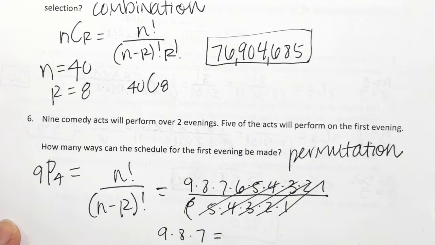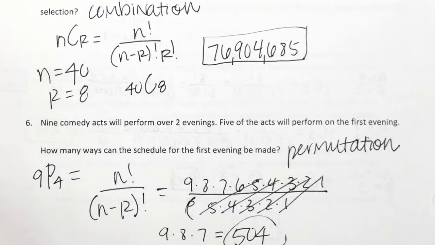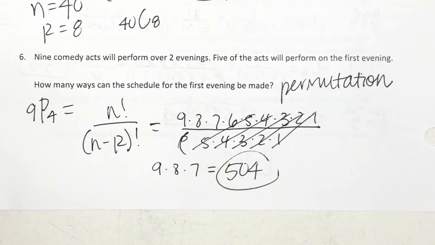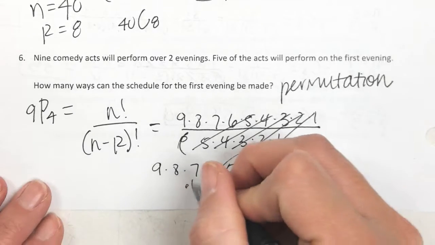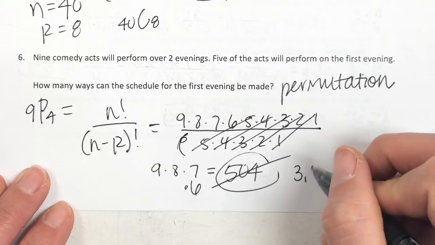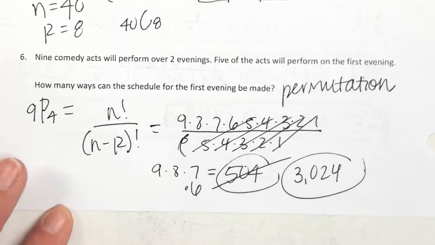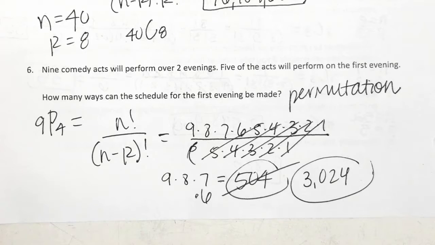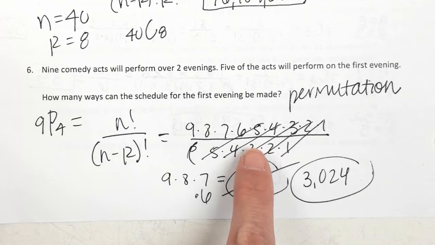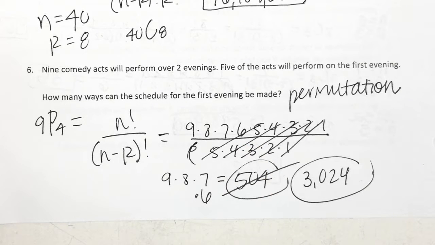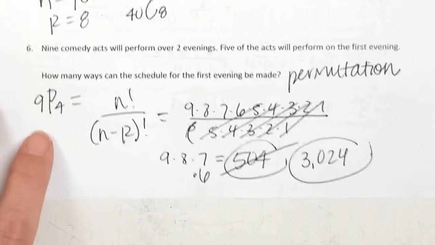I got 504. Let me check. Yes. Oops. We forgot the 6. Yeah, so I was right. So what is it? 3,024. Say it again. 3,024. Good. We forgot the 6. We only canceled out the 5. You made it look. It's my fault.